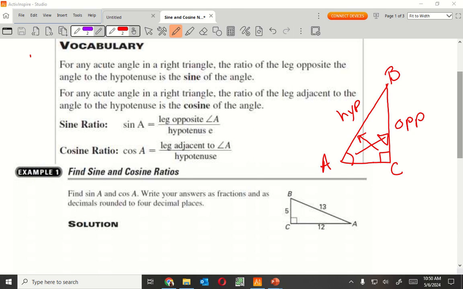Now, the third side in this triangle is my adjacent.